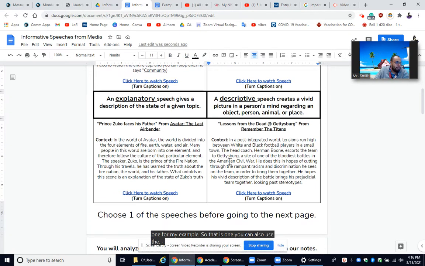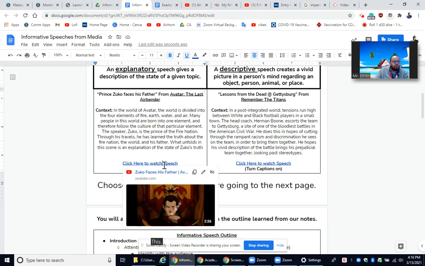The explanatory speech. This is the state of the truth. That is Prince Zuko talking to his father from the cartoon Avatar: The Last Airbender. Great show. Really, really good. This is from season 3. There are some light spoilers, but also the show's been around for quite some time. So that's a good one.